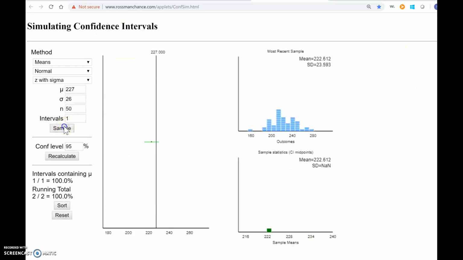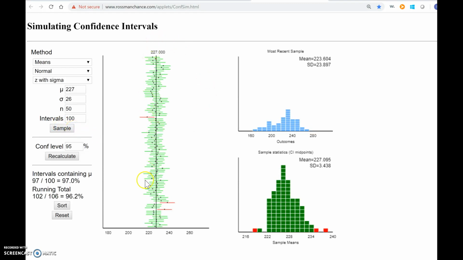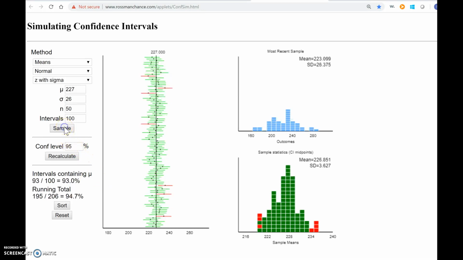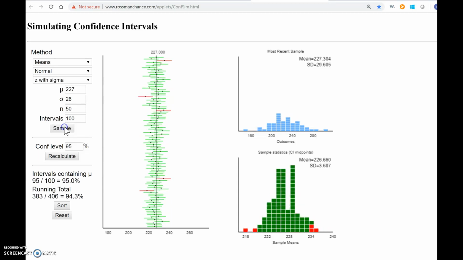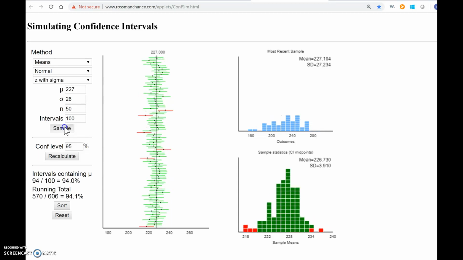So let's do another one. And another one. And another one. Okay. Oh, we missed one. All right, let's actually do 100 at a time. So I did this 100 and I missed 3. That's about 97%. That's good. There I missed 7. But on average, it looks like we're capturing about 95% of the time.